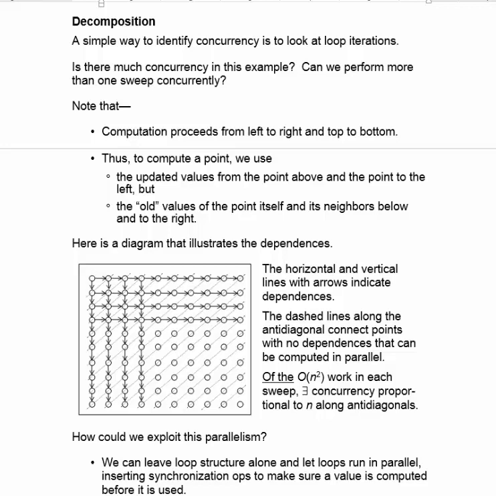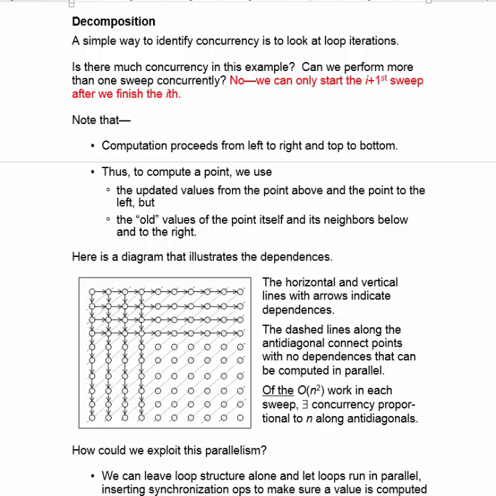In this video, we're going to look at decomposition of the serial algorithm we talked about last time. A simple way to identify concurrency is to look at loop iterations. For example, we have multiple iterations of the loop. Can we perform more than one sweep, more than one iteration concurrently? Unfortunately, we can't. We can only start the i plus first sweep after we finish the ith.